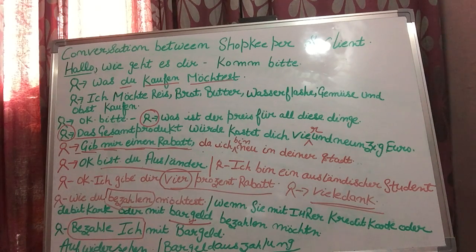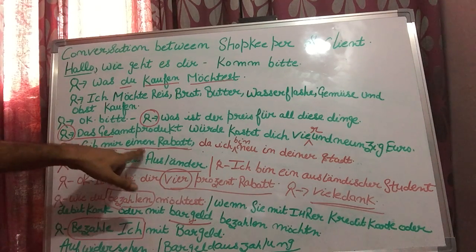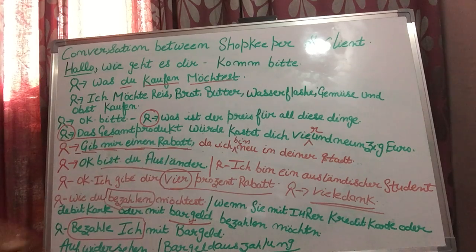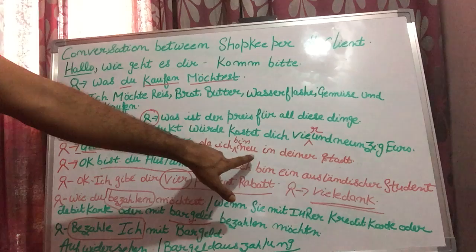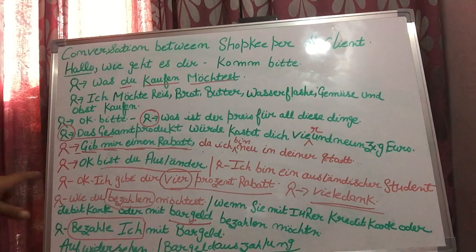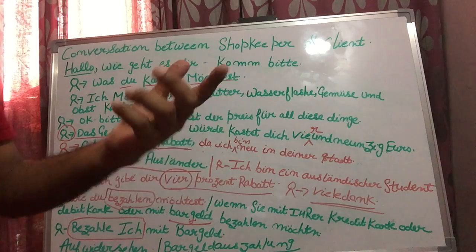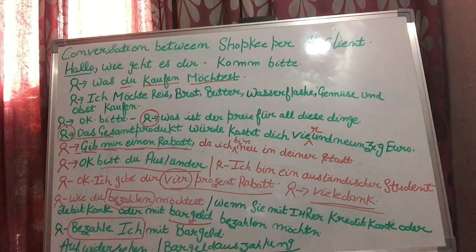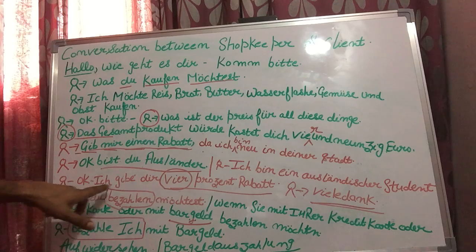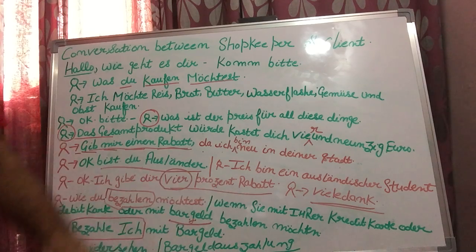94 Euro. Okay, give me some discount, gib mir einen Rabatt. So you have to speak after me. Ich bin neu in deiner Stadt. I am new in your city. Stadt is a city. Okay, bist du Ausländer? Are you the foreigner? So the client will say, ich bin ein ausländischer Student. I am the foreign student. Okay, ich gebe dir 4% Rabatt. I will give you 4% discount. Vielen Dank. Thank you very much.